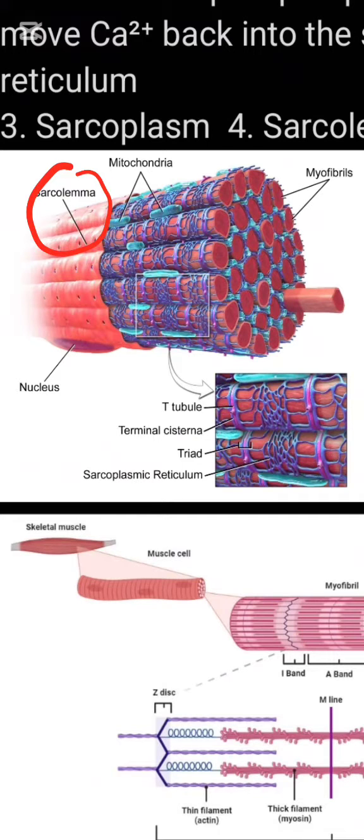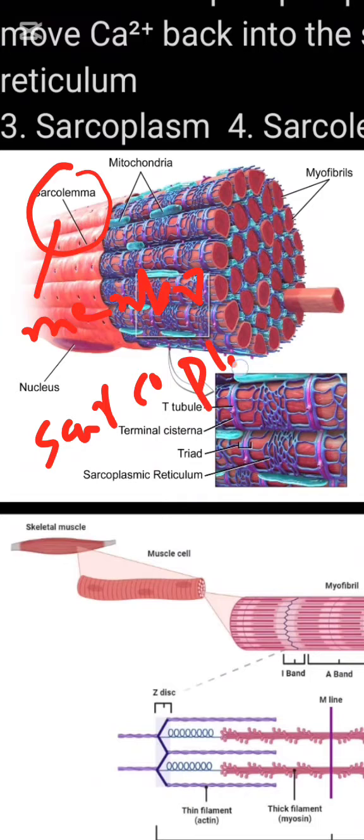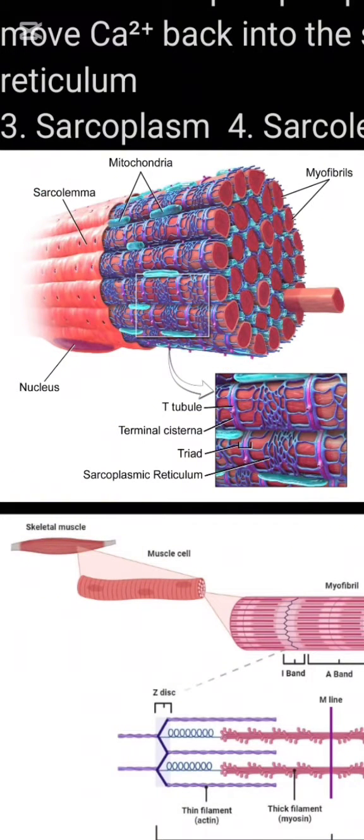So here, what is the sarcolemma? This is the membrane. Similarly, sarcoplasm is the cytoplasm of the muscle. So here the sarcoplasmic reticulum, I will clear each and every part in this lecture. Now the sarcoplasmic reticulum, as you can see, this is the sarcoplasmic reticulum. This one, you can see here.